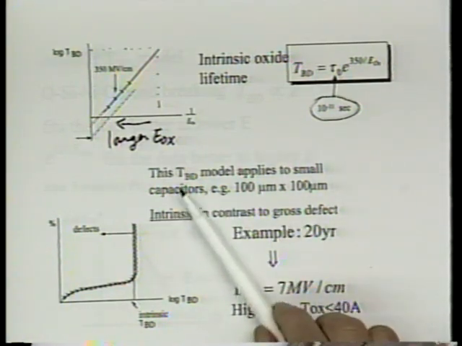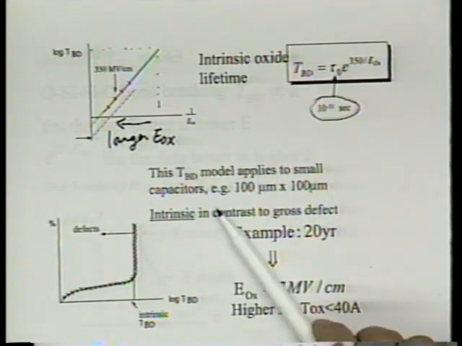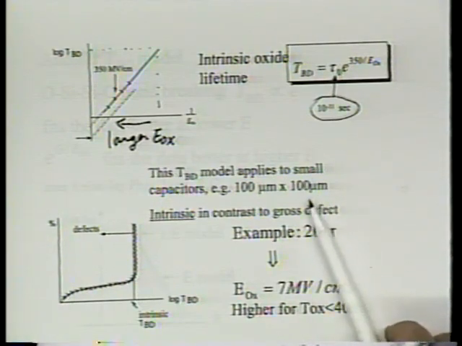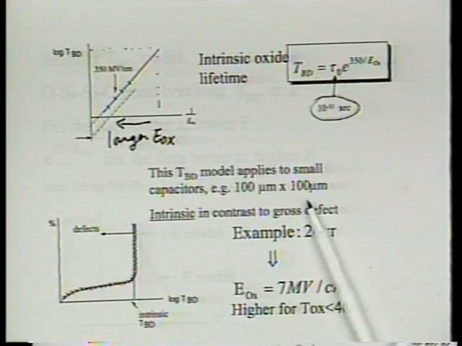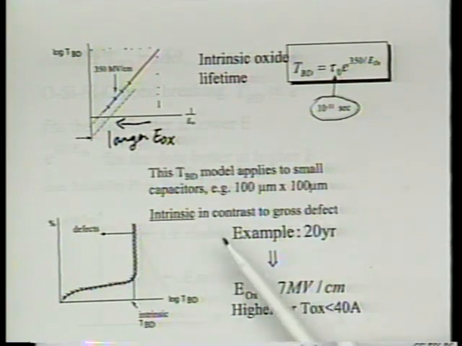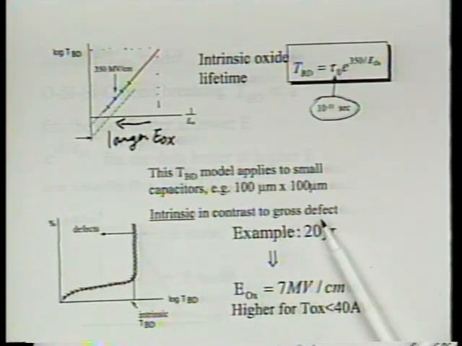So what do we mean by intrinsic? This TB model applies to small capacitors, for example, 100 micron by 100 micron. You can take a few hundreds of these. They give you a very tight distribution. It's a fact. And intrinsic is in contrast to something with a very gross defect.